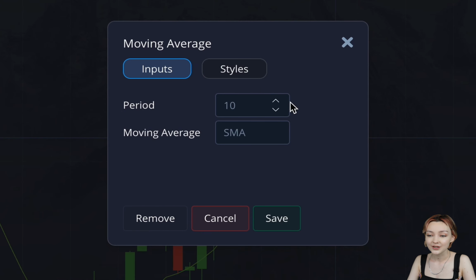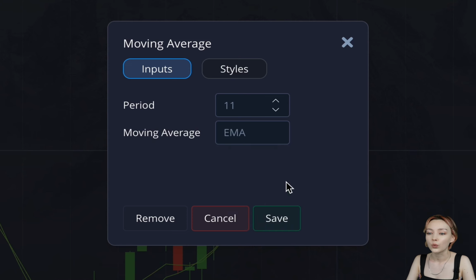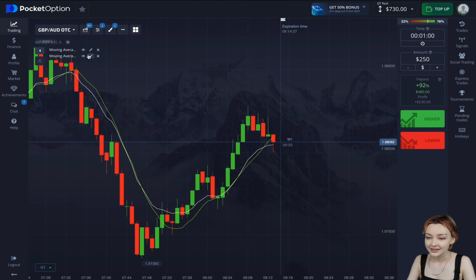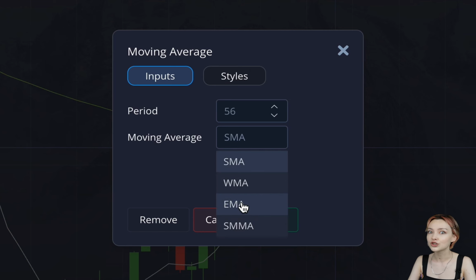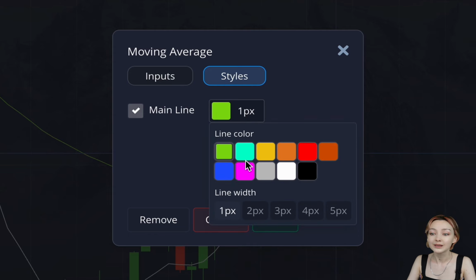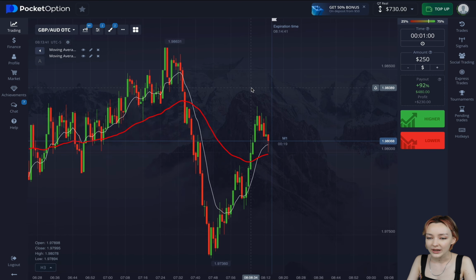The first indicator's period is 11 and the indicator's type should be switched to EMA. It's very important. Keep that in mind. So we can make this line a bit bolder or simply switch the color to white. For instance, the second indicator's period is 56. The type should be switched to EMA just as well. It's necessary. Keep that in mind, please. Let's make this one red and much bolder. Let me do it real quick.